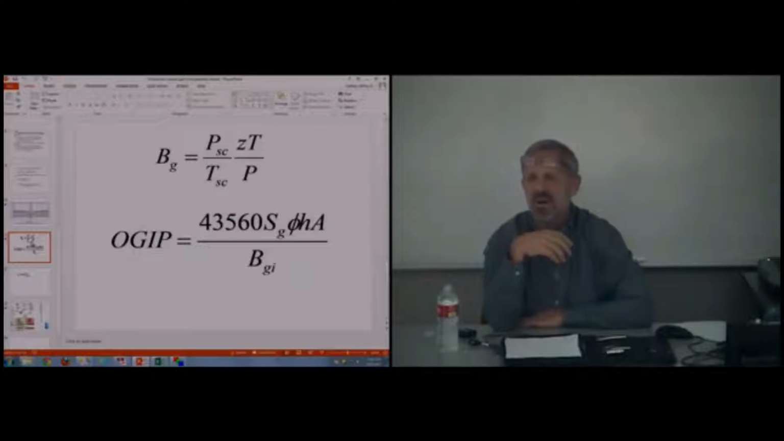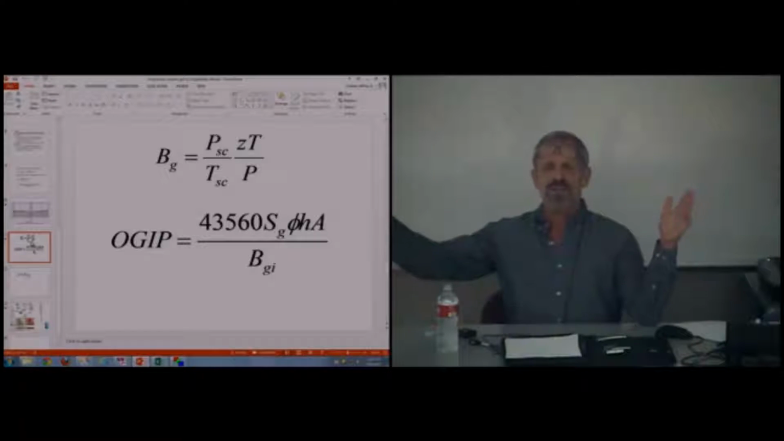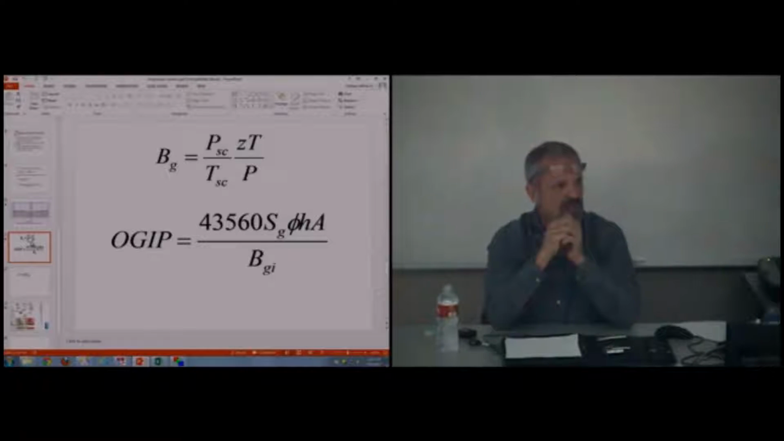And Z, the widest range of Z's we ever see is like from 0.4 to 2. So again, unless your reservoir is at a very low pressure, your B sub G is always going to be less than 1.